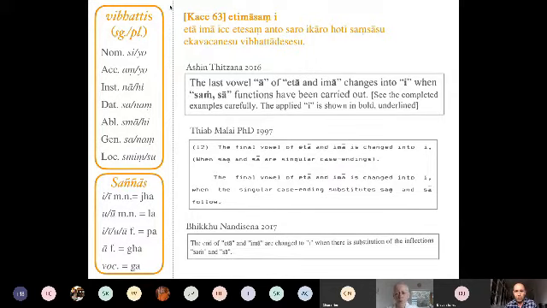We know this from a paribhasa rule that is not stated in the Kaccāyana. Well, we already know this if we study the meta rules. I'm just telling this now. We are not concerned with this here. So this I changes the last sound of eta and ima when sam and sa functions have been carried out. And another translation: the final vowel of eta and ima is changed into I when sam and sa are singular case endings.